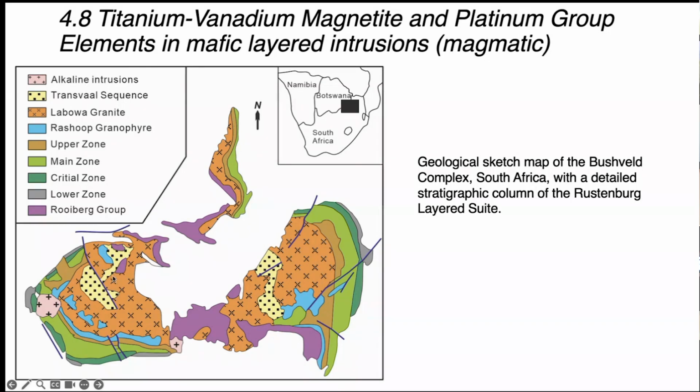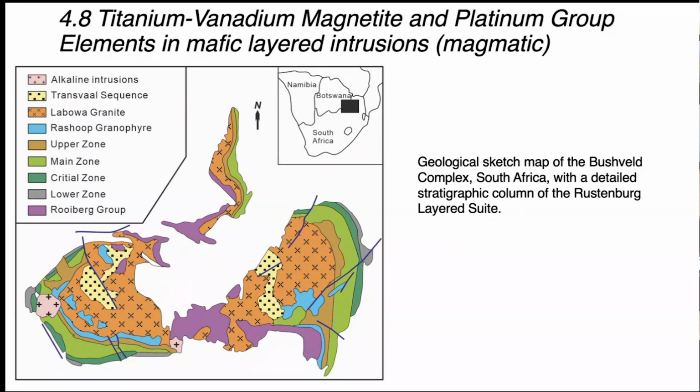And so the Merensky Reef is visible in the eastern and western limbs, and it's typically about a meter thick. And that's what they mine, something that's around on average a meter thick. It's pretty amazing how they do it, because it's mostly done by hand.